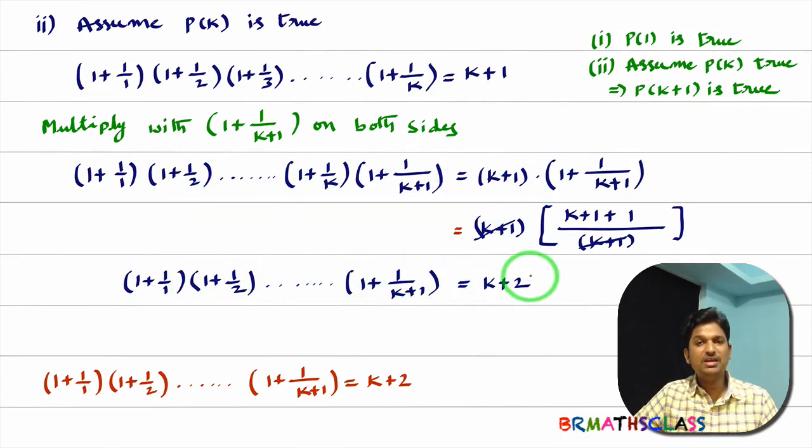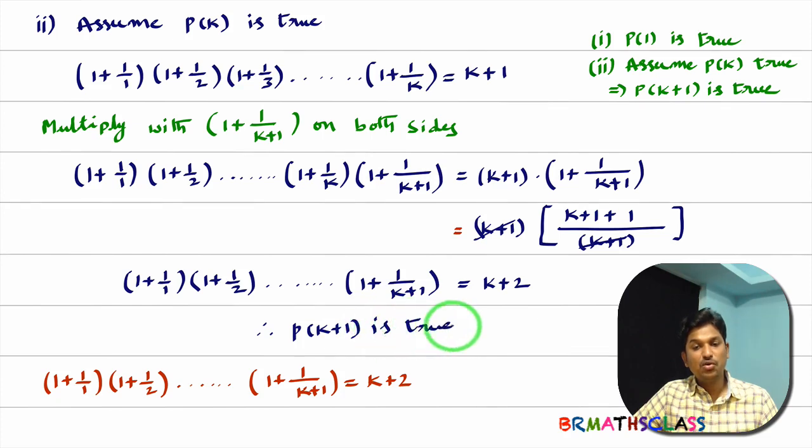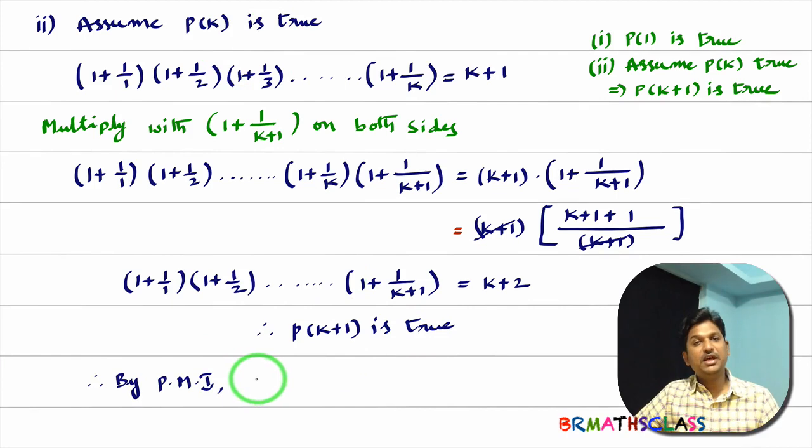What is this statement? Observe here, this is nothing but what? P of k plus 1. So what I can write here? I can write that therefore P of k plus 1 is true. What happened here? We proved two things. First, we proved P of 1 is true. Second, by assuming P of k is true, we proved P of k plus 1 is true. So what we can say? So by principle of mathematical induction, we can say that P of n is true.